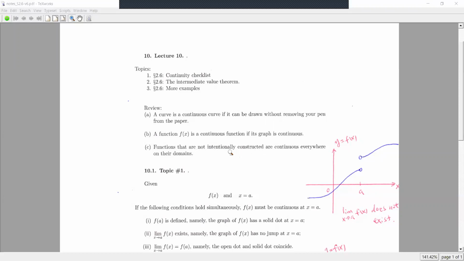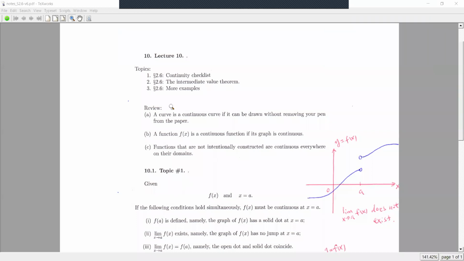Not intentionally constructed. Precisely. Not constructed piece by piece, not defined piece by piece. Functions that are not intentionally constructed are continuous everywhere on their domains.